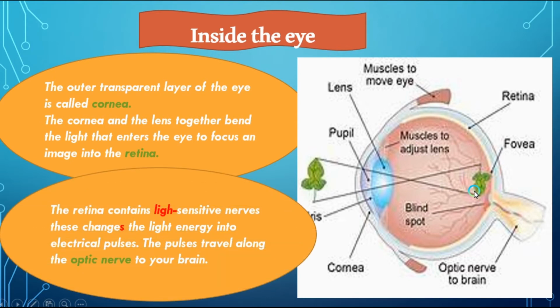The retina contains highly sensitive nerves. Nerves are like small wires inside our body that transport information from one place to another, from the organs to our brain. The nerve of vision is called the optic nerve. It transports the image that passes from the eye directly to our brain, by electrical pulses.